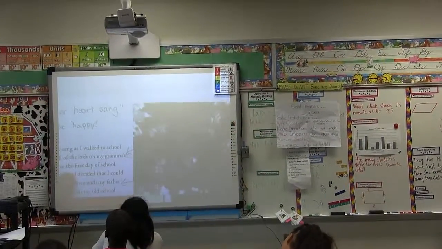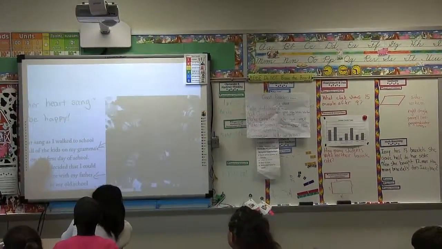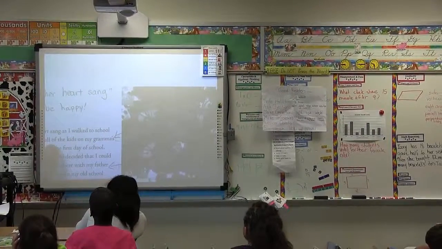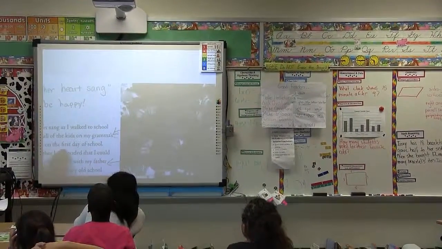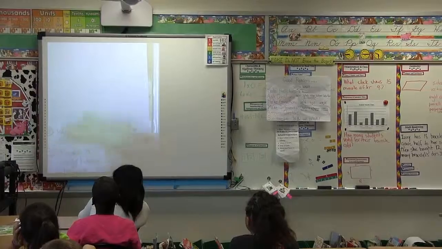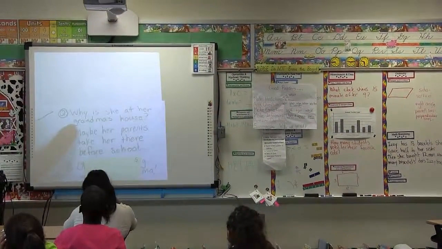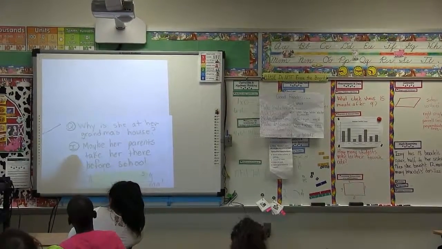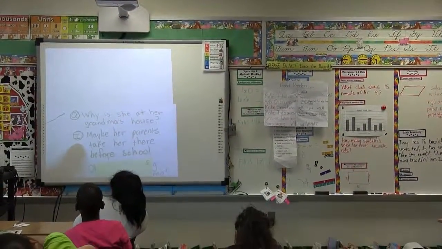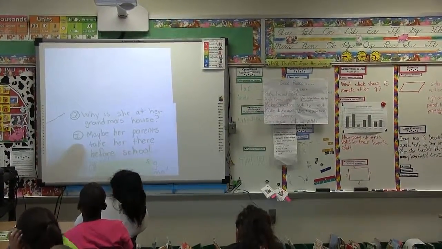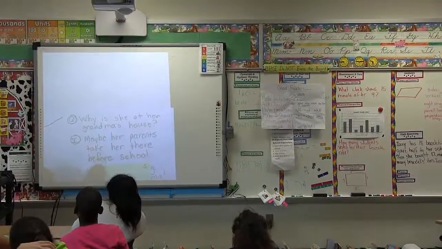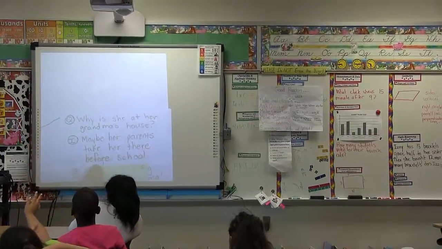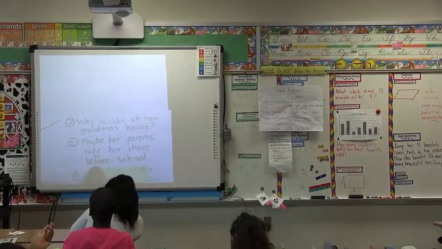Now, I have another question. My heart sang as I walked to school with all of the kids on my grandma's block. I wonder why she's at her grandma's house. You know what I can infer? I know that sometimes kids before school, their parents drop them off at their grandma's house. So I think maybe her parents take her to grandma's before school and she walks from there. Yes, I think that's what happens.